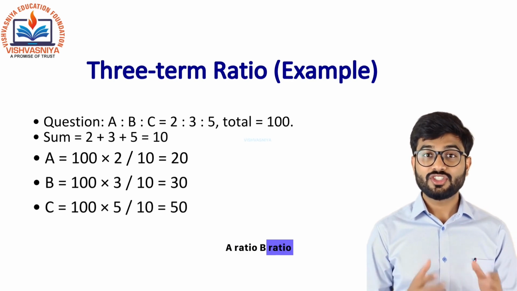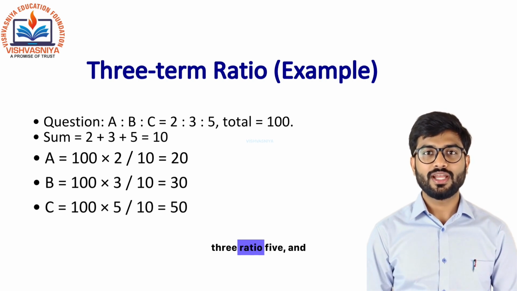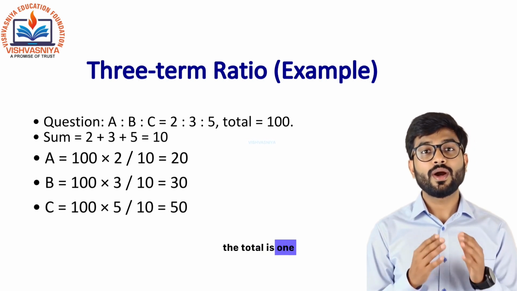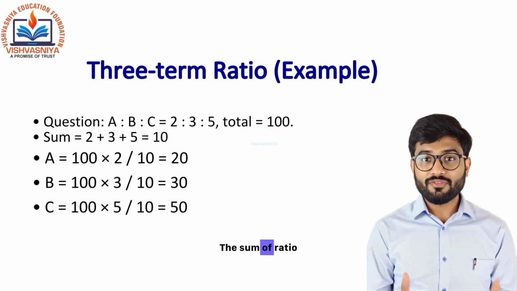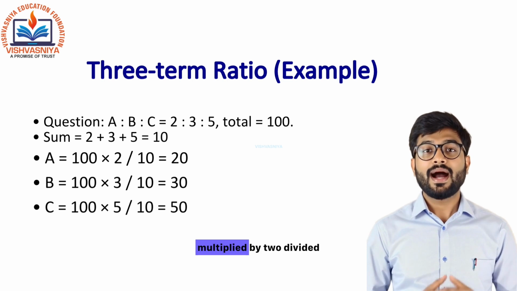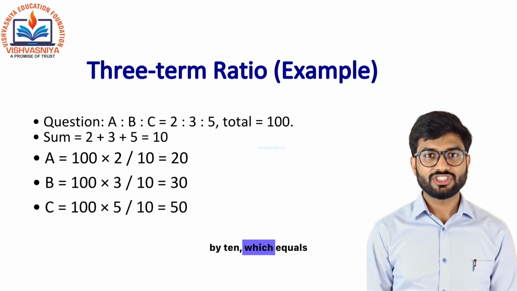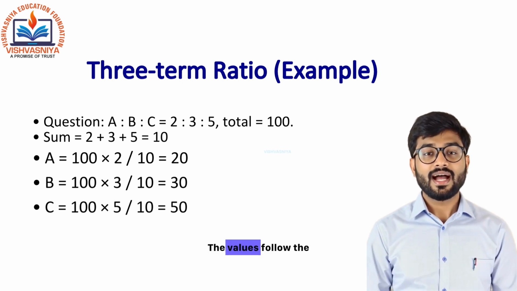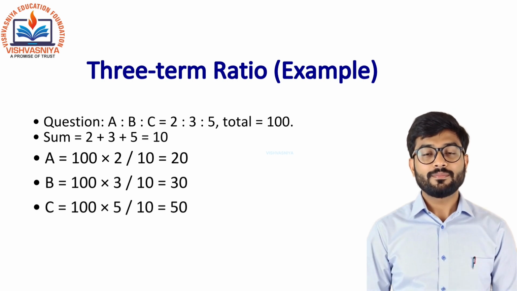A:B:C equals 2:3:5 and the total is 100. The sum of ratio terms is 10. A equals 100 multiplied by 2 divided by 10, which equals 20. B equals 30 and C equals 50. The values follow the required ratio.